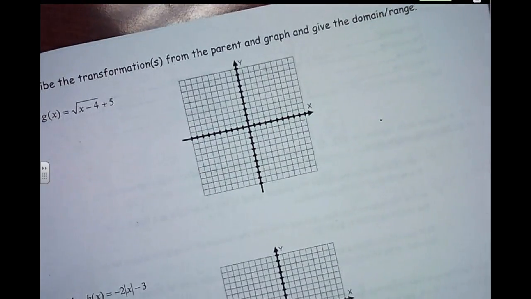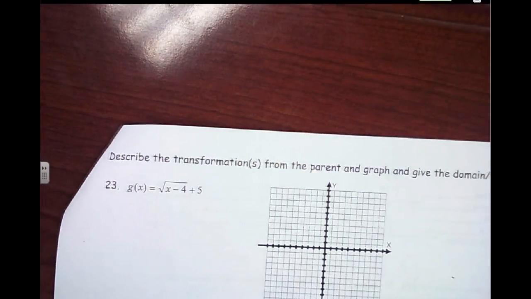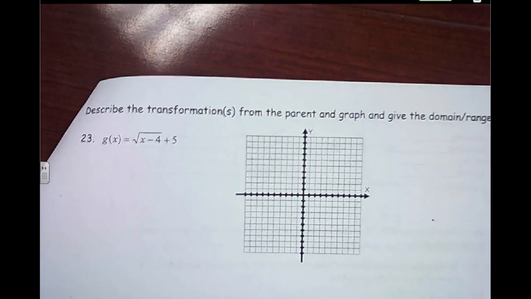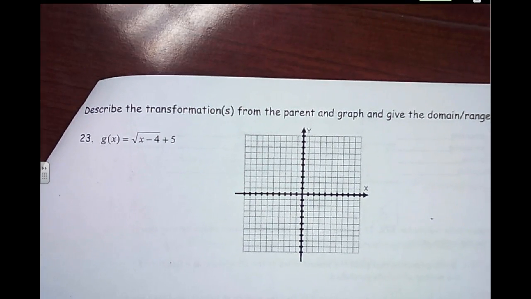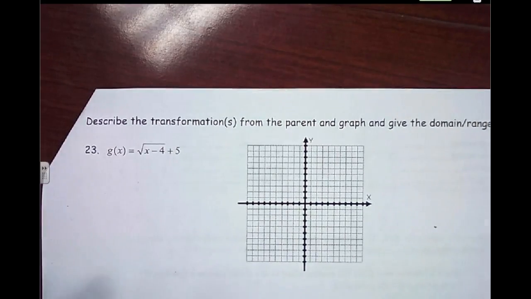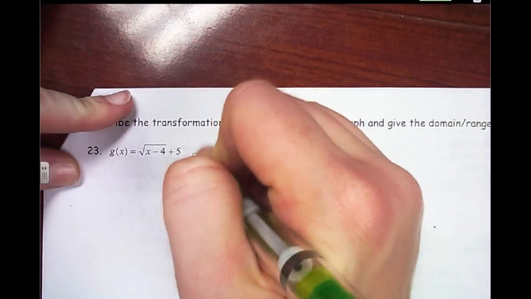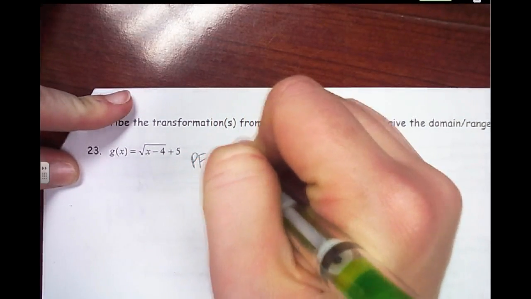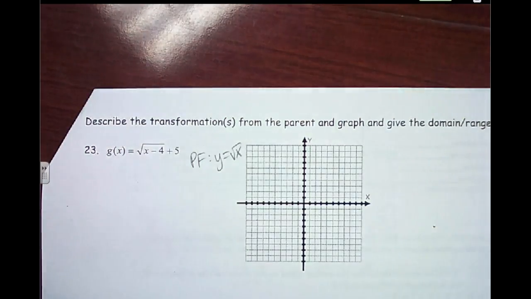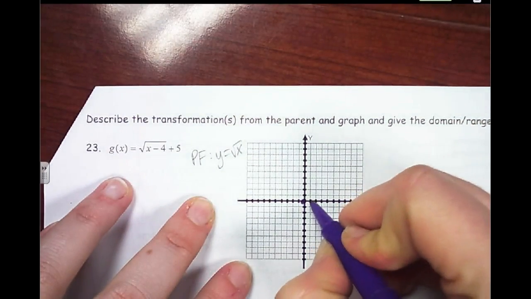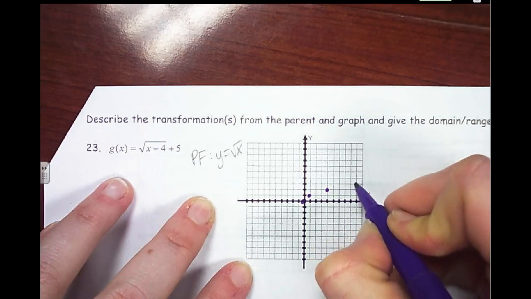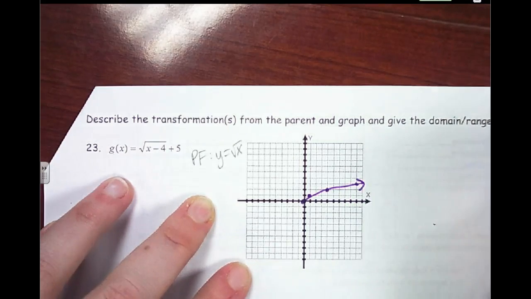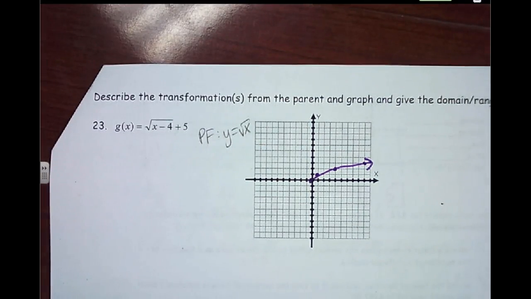Okay, number 23. Describe the transformation from the parent and graph and give the domain and range. First of all, I know that the parent function is y equals square root x. So I'm going to draw the parent function first. 0, 0, 1, 1, 4, 2, 9, 3 if you want to add an extra point in there. Make sure you know your parent functions.